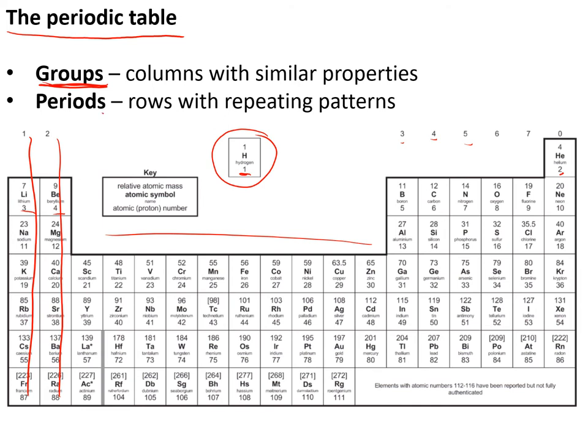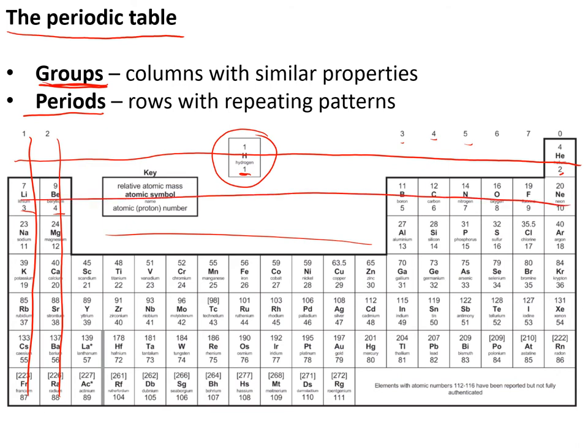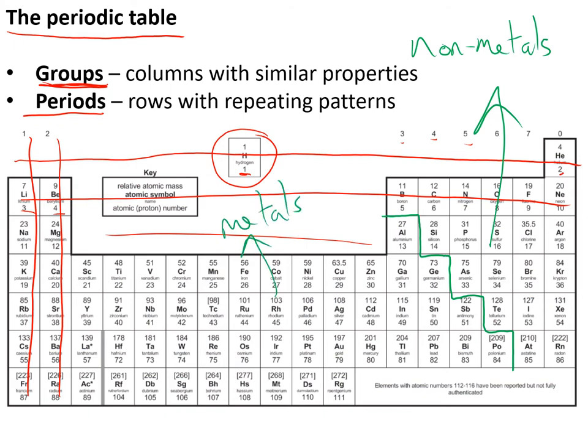We also have periods. Now, periods are the rows on the periodic table. Hydrogen doesn't have a group, but it does have a period. It is in the first period. So period one, period two, and so on. There are also other things you should know. For example, where metals and non-metals are found. So if we start here and draw a stepped line down, like that, zigzag, zigzag, zigzag, everything over here, these are the non-metals. And everything over on this side is metals. And you can see there are a lot more metals than non-metals.